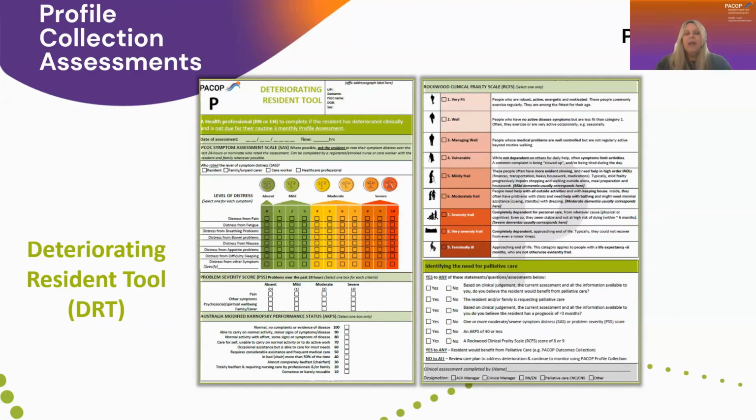Now, the other tool in the profile collection, and the one we're talking about today specifically, is this deteriorating resident tool. Now, the deteriorating resident tool is really just made up of the assessments. It doesn't have any of the extra questions that the profile has in it. It also has a simplified thing at the bottom of the 2nd page, identifying the need for palliative care, which again is designed for you to do the assessment, work through the checklist to help you clarify in your own mind what the assessments are telling you and what you need to go away and do next. It's really no more complicated than that.